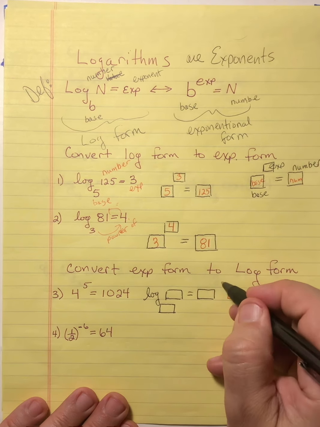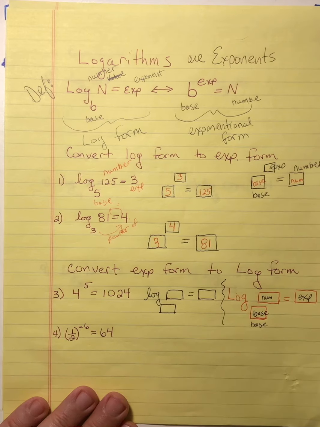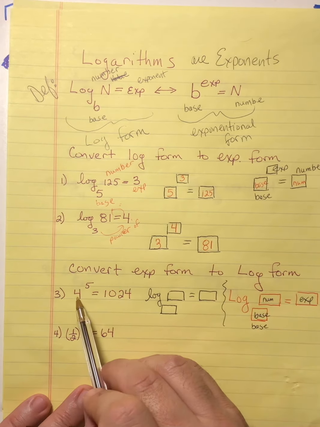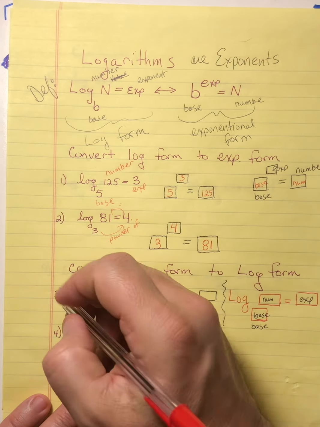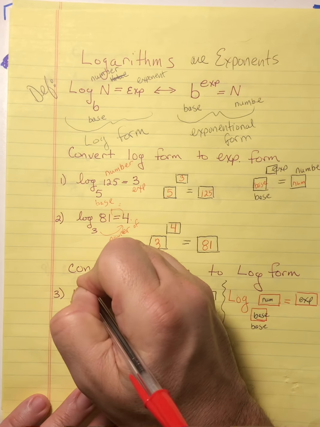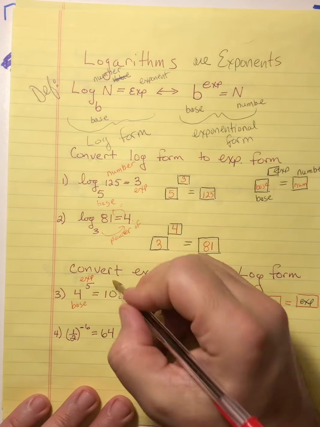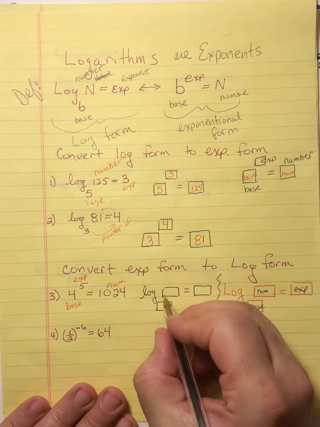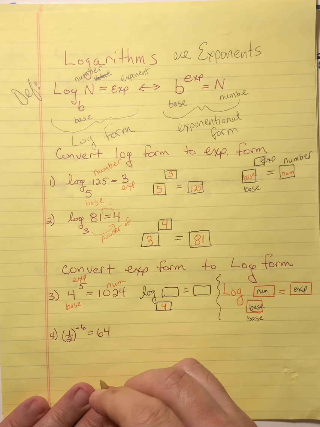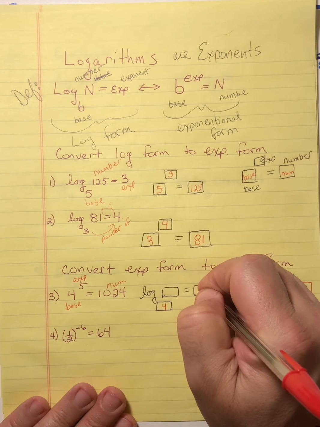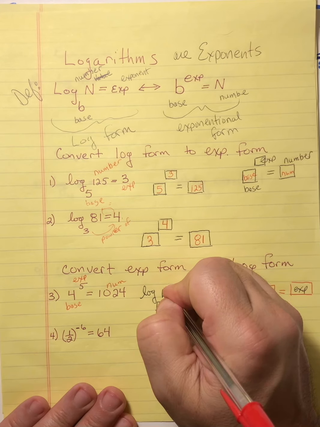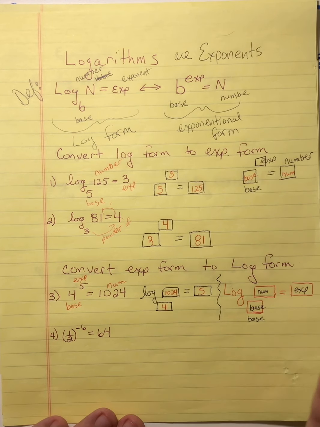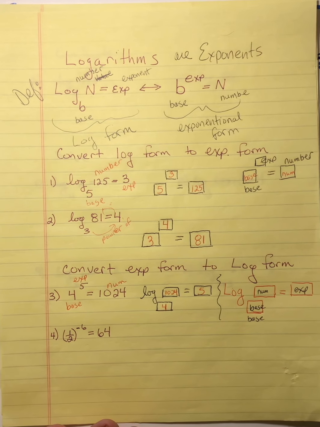That's the formatting. Okay, so what goes in this box right here? That's right, the 4. 4 is the base. There's your base, here's your exponent, and here's the number. So I'm going to put 4 there. The exponent is 5, and then the number is 1024. Okay, that's it. That's all I'm asking you to do.